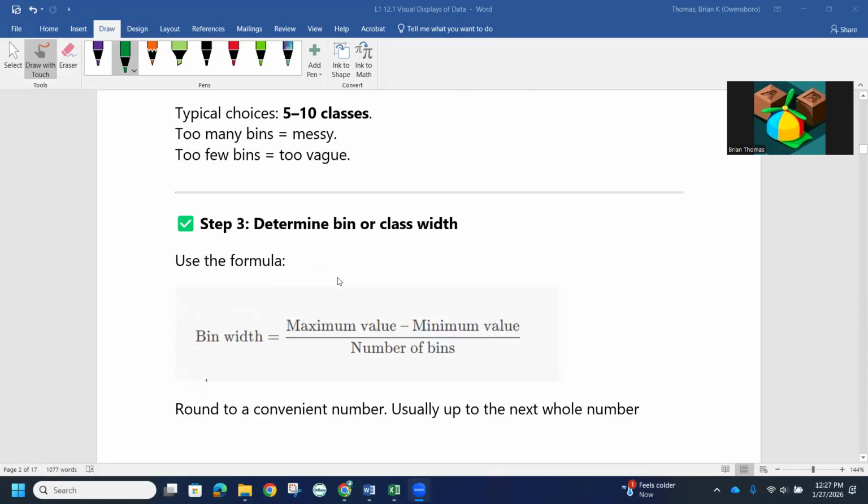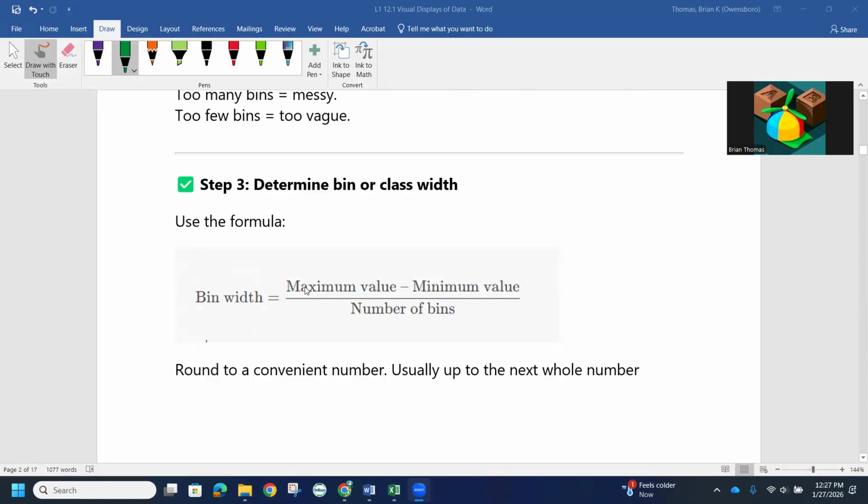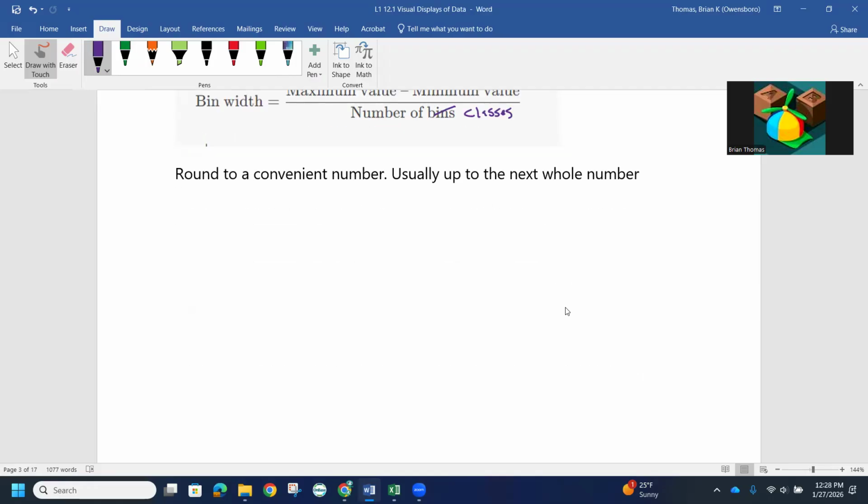In determining the class width, the bin width is going to be the maximum value minus the minimum value divided by the number of bins. In other words, the number of classes, if you will. In our book they use the word classes, and here they're using the word bins. And I always round up to a convenient number. Usually we round up to the next whole number, but in this book here, it uses a number that makes better sense.